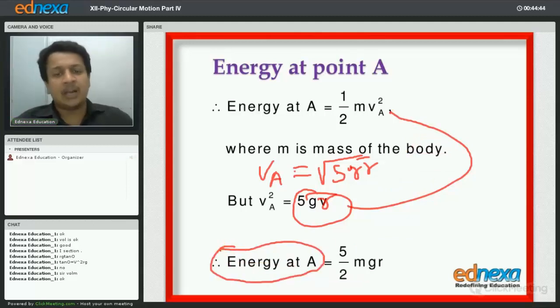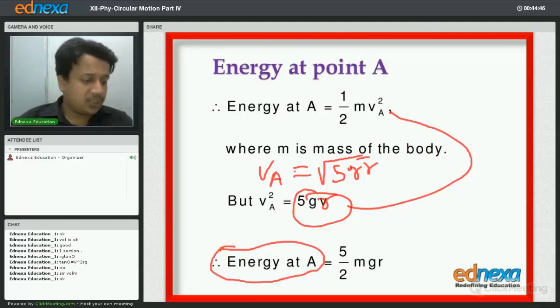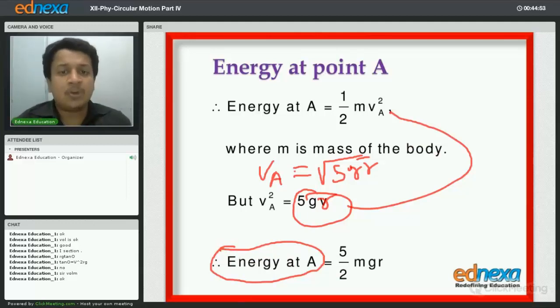Can you predict anything about energy at point B and energy at point C? Yes, energy at point B and energy at point C should be the same, 5 by 2 mgr. How? According to the law of conservation of energy, total energy should remain constant. So energy at point A should be equal to energy at point B, equal to energy at point C. So let's work with B and C.